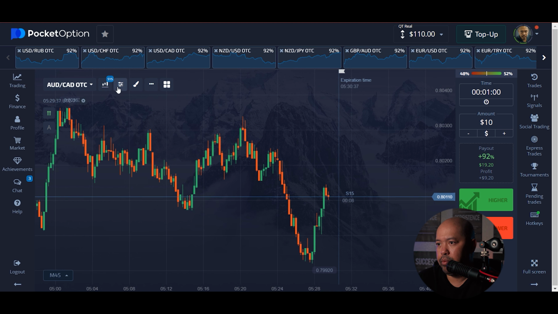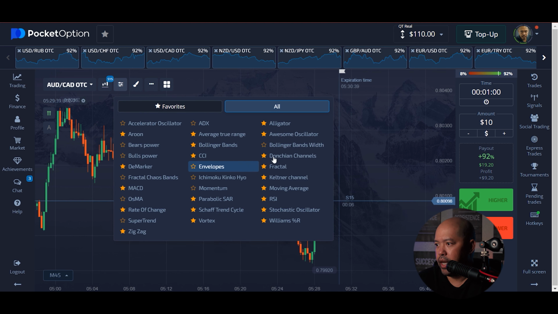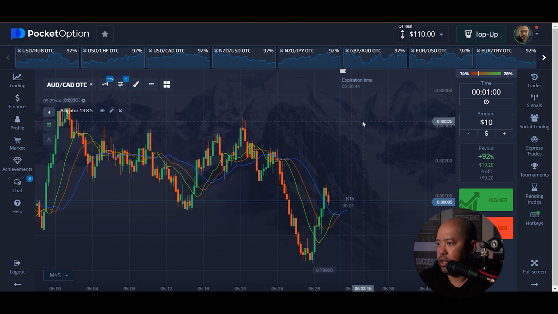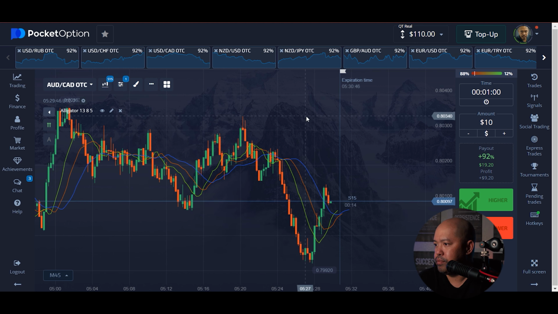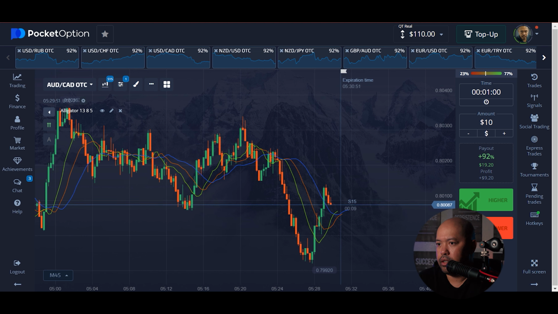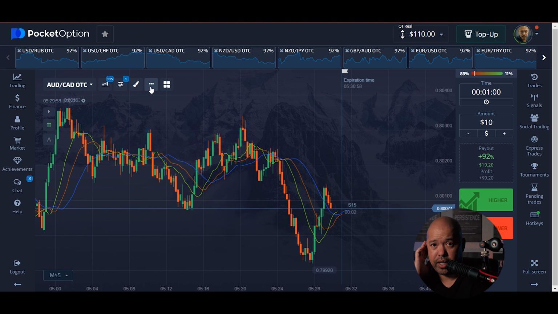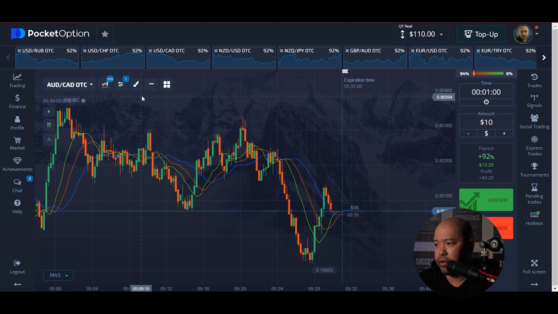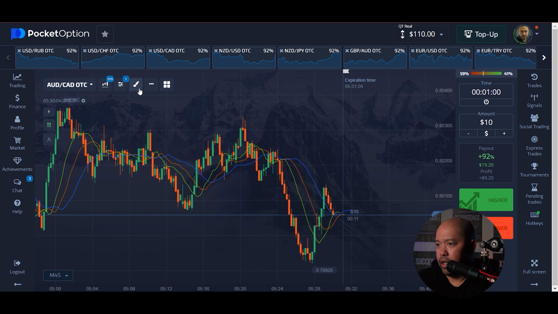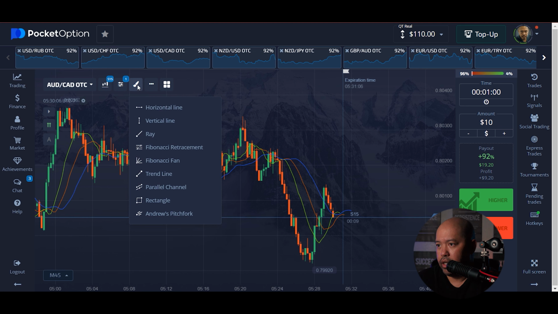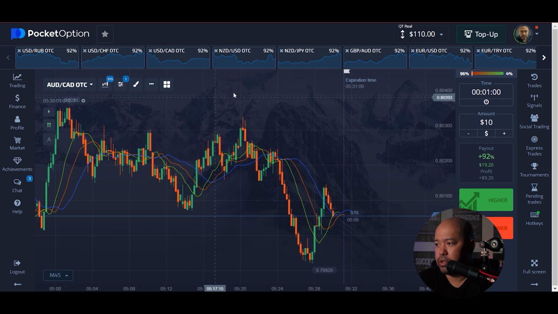Go to the indicator tab here, or the button, click that, and we are going to use alligator. Just one indicator today. That's really all you need. Don't make your chart too busy with all these indicators, because at the end of the day, like I always say, indicators are just secondary anyway to your technical analysis. And then we may be using horizontal line a lot here for support and resistance zones.